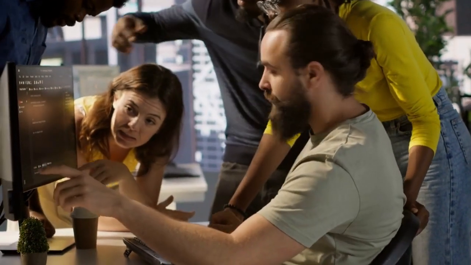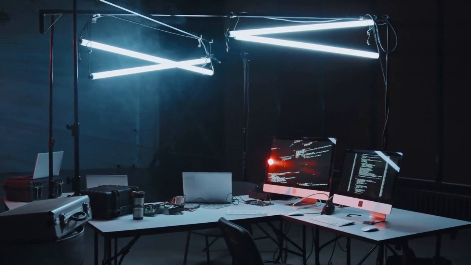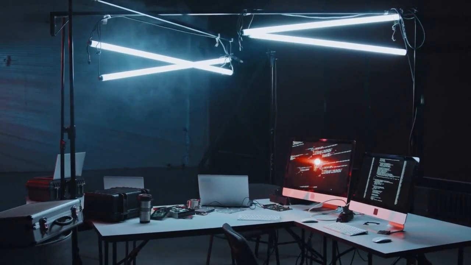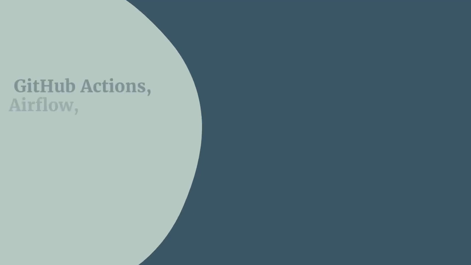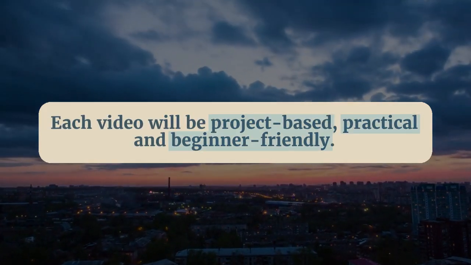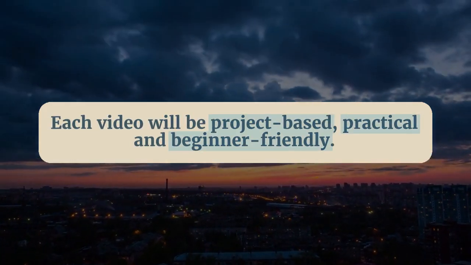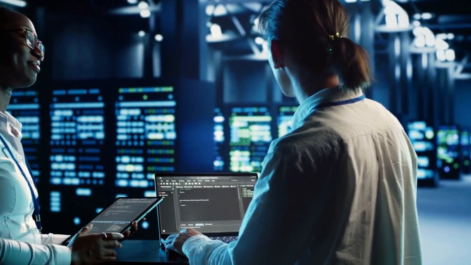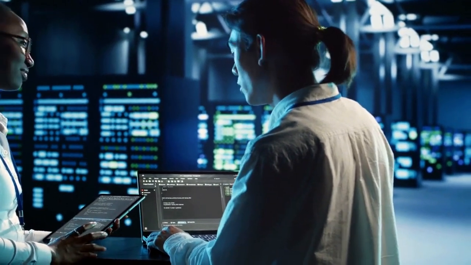We'll be working with the most powerful tools and libraries in the MLOps ecosystem, including Docker and Kubernetes, MLflow and DVC, BentoML, FastAPI and Flask, GitHub Actions, Airflow, Prometheus, Grafana, and Cloud Platforms, Azure and AWS. Each video will be project-based, practical, and beginner-friendly. By the end of this series, you'll be ready to build and manage production-grade ML systems.